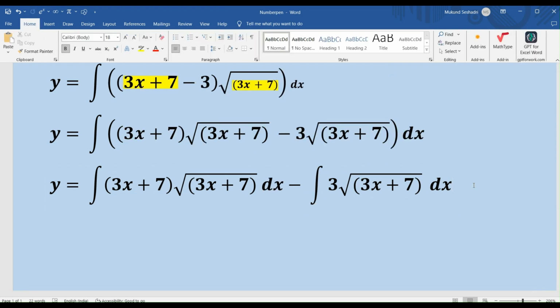Now it looks like I have an expression of the type x to the power n, right? And in place of x, I have 3x plus 7. So we know which are the two identities that we need to apply, and I'm going to paste them on the screen right now. This is 1, integral of x to the power n dx equals x to the power n plus 1 divided by n plus 1 plus c.